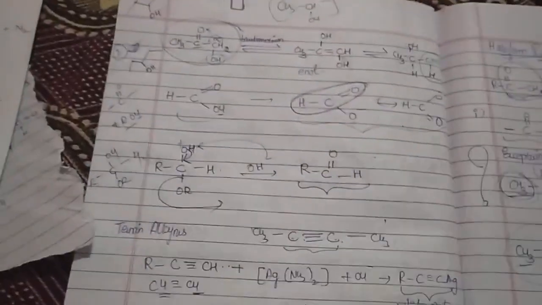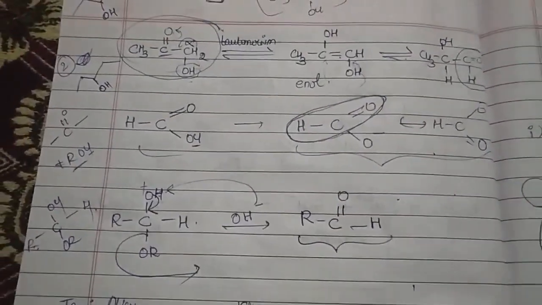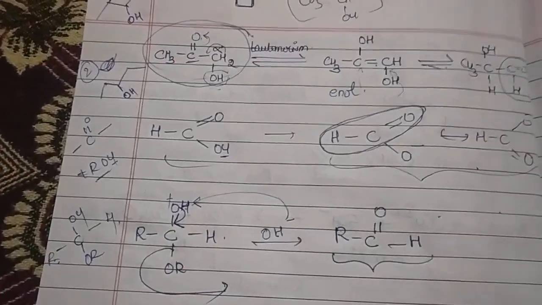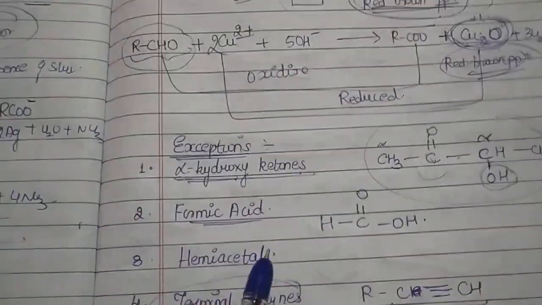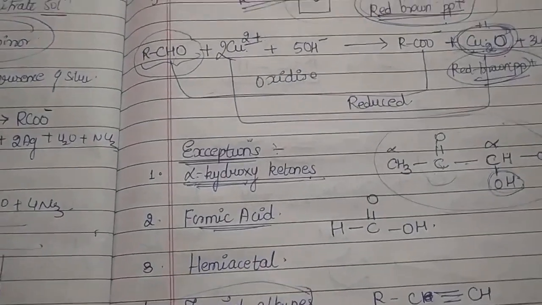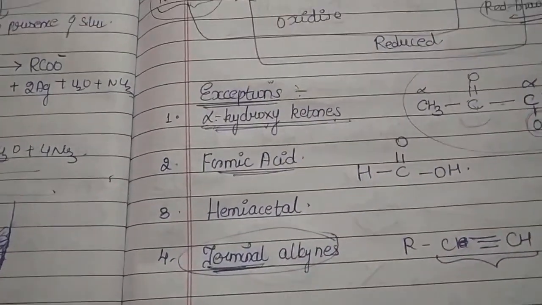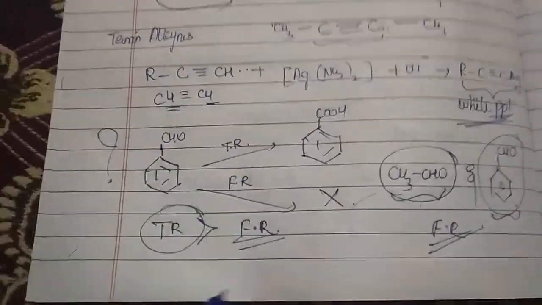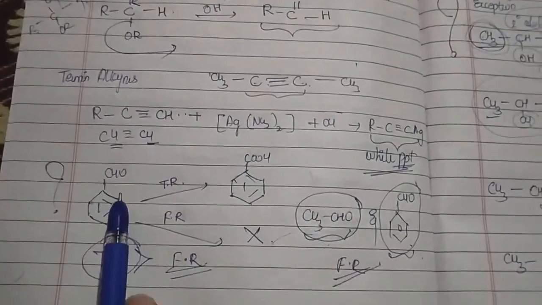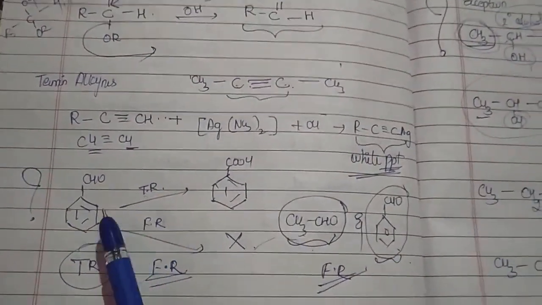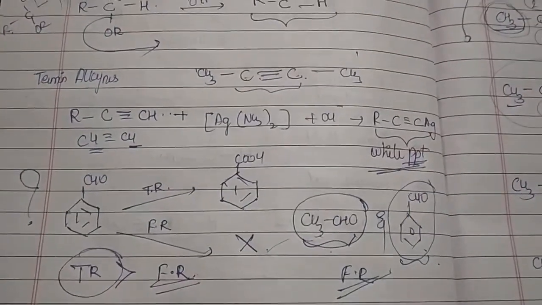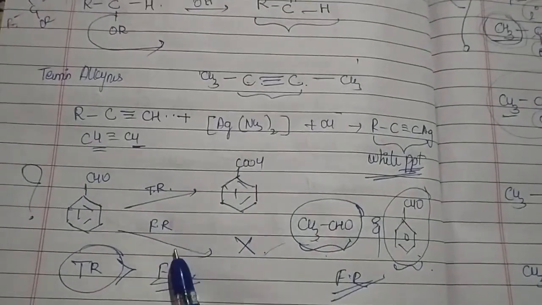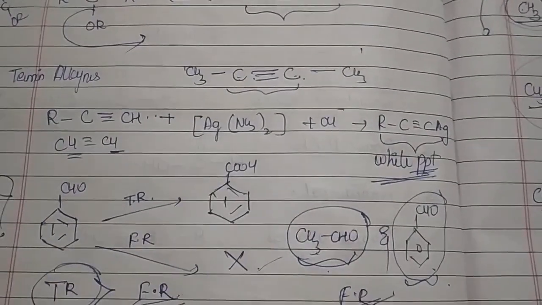When we dealt with Tollen's reagent and Fehling's reagent, what did we learn? It is mainly a test for aldehydes, but along with aldehydes there are certain exceptions, that is, alpha hydroxyketones, formic acid, hemiacetal and terminal alkynes also gave a positive test for Tollen's reagent. But when we consider Fehling's and Tollen's together, we distinguished them by taking benzaldehyde. So whenever an aromatic aldehyde has to be oxidized and identified, you have to use Tollen's reagent, because Fehling's reagent does not have the capacity to oxidize benzaldehyde.